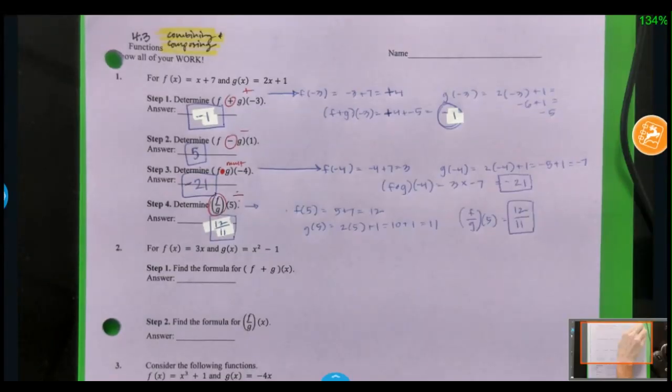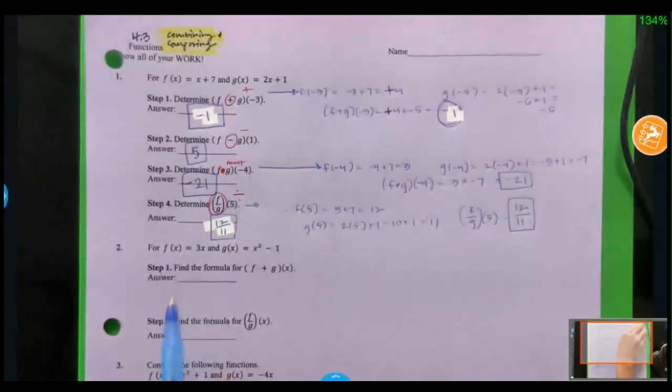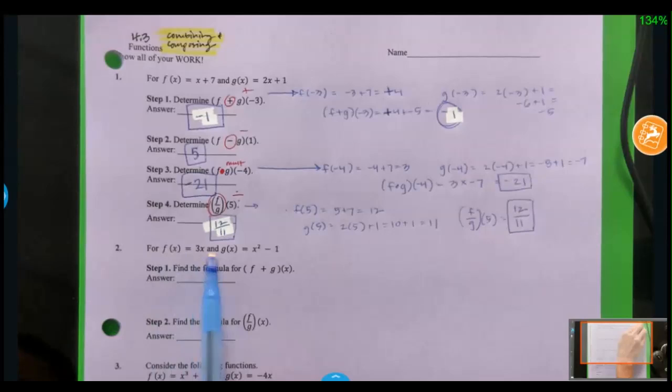Now, we didn't do one like number 2, so let's look at number 2. Number 2 is where I didn't give you a nice, neat integer to plug into the x position. I did give you 2 functions. F of x is 3x. G of x is x squared minus 1.